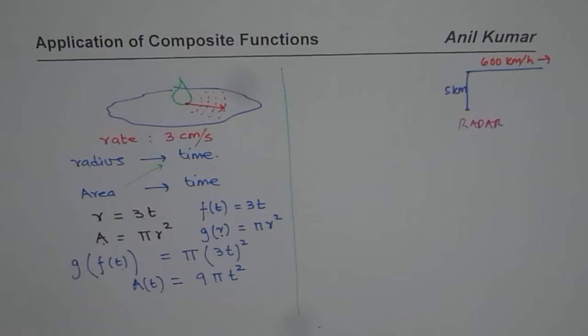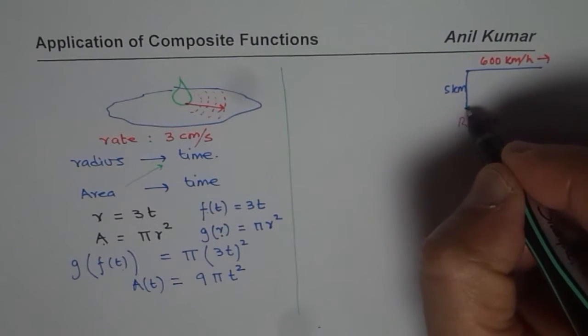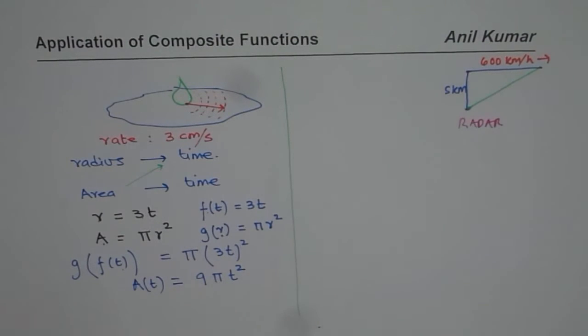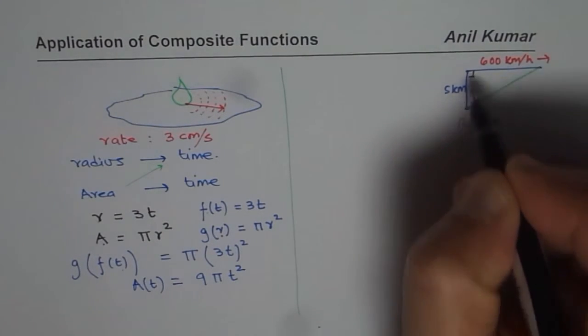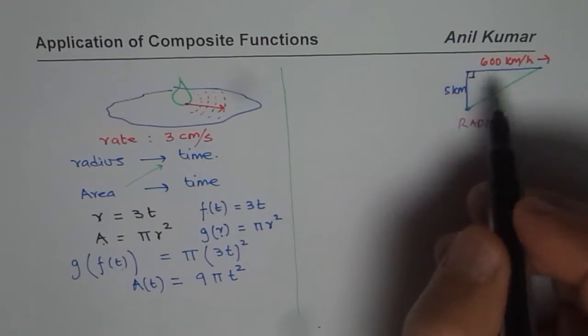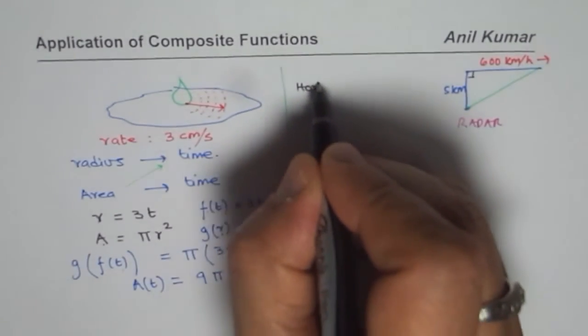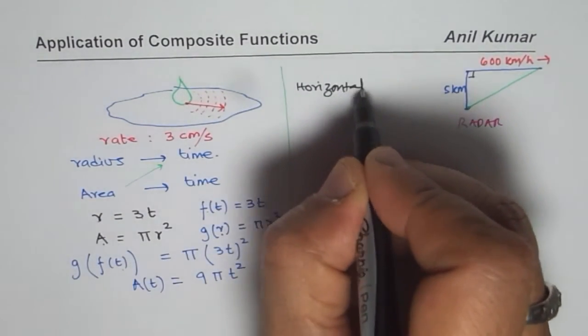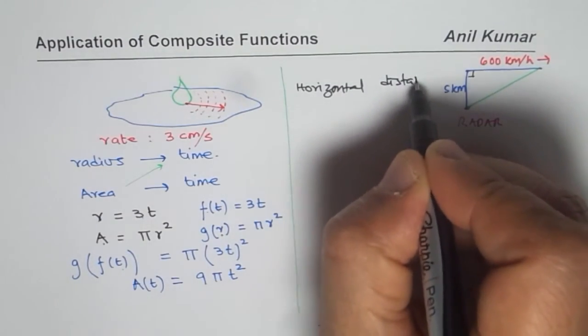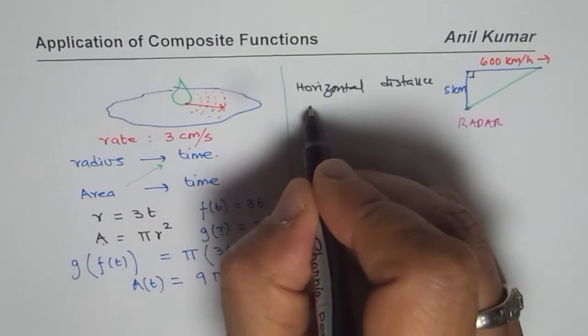Now what we need to find here is the distance between the radar and the plane at any instance of time. So we want this distance as a relation with respect to time, right? How can you get that? So let's develop two equations. First we can say horizontal distance, that is of the plane. Let us say it is s.